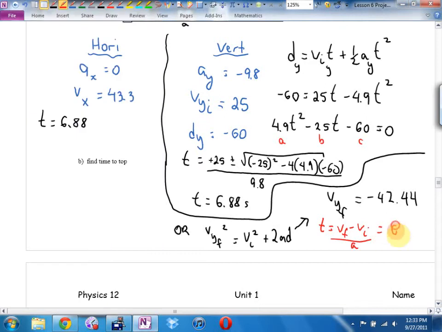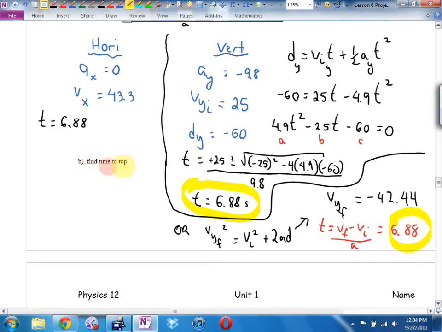Anyways, there are two ways to get that 6.88. With the quadratic formula, or find VY final, negative, and then solve for T. Meanwhile, we did what they asked. We found T. What does part B want us to find?